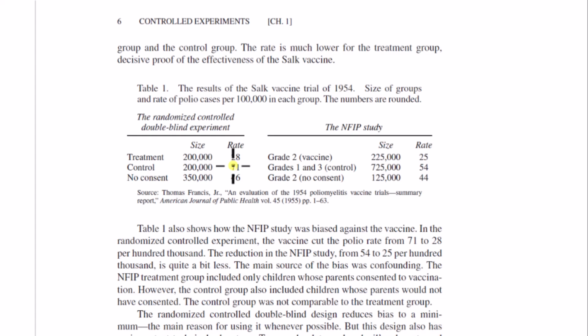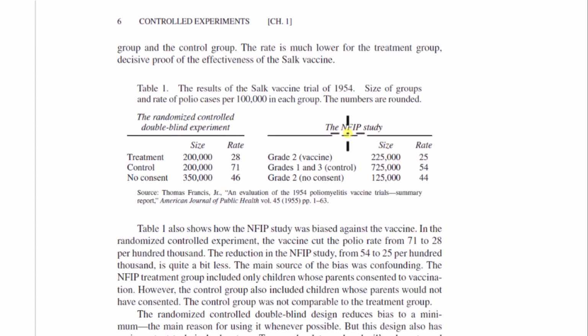So the control group, 71. Again, this is the rate of polio cases per 100,000 subjects. The treatment group, 28. And so based on the design of the experiment, where there's minimal biases, this shows the vaccine is very effective. And it also makes sense that the non-consenting group, well, they didn't have the vaccine, right? They didn't consent. Their rate is 46, which is less than the control group. That makes sense, right? They're more immune. That's what they suspected.